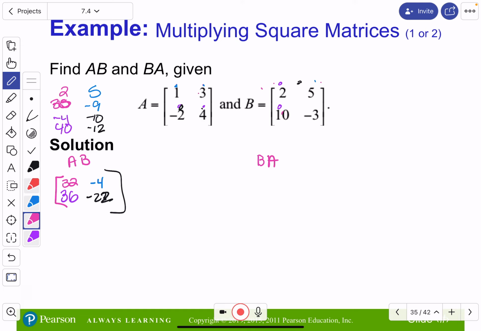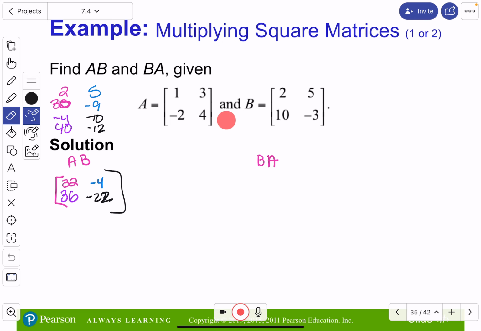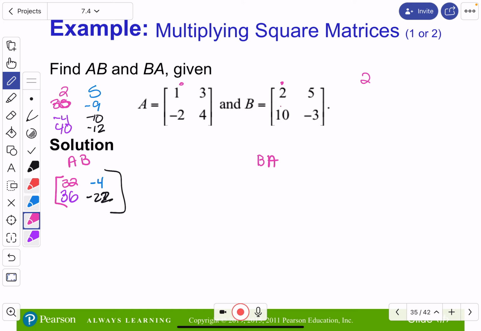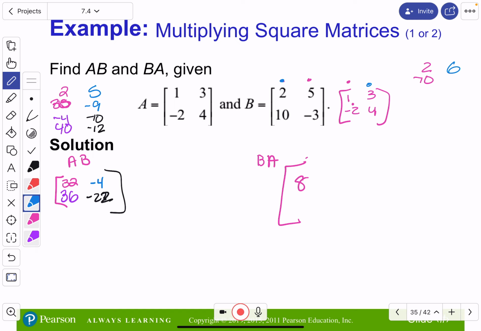Now if we do BA, we're doing those in the opposite order. So it would be 2 times 1 and 10 times 3. Nope, I have to write them in the right order. All right, so if I put A over here, 1, 3, negative 2, 4. There we go. So 2 times 1 is 2. 5 times negative 2 is negative 10. So that gives us 8. And then 2 times 3 is 6. 5 times 4 is 20. So that's 26.